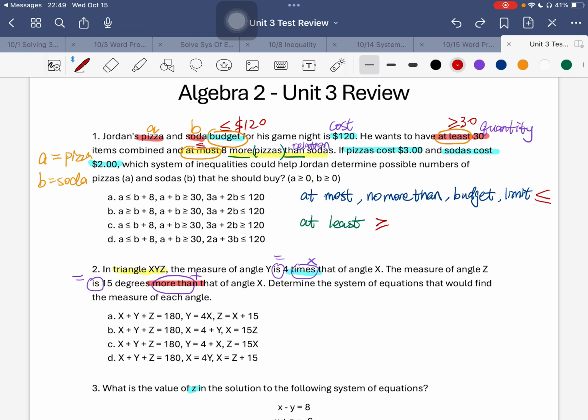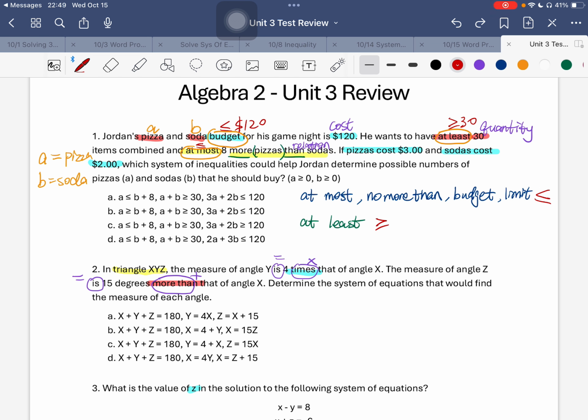Question one is an inequality word problem. The first thing we need to highlight is our inequality keywords, which means we need to highlight at most, at least, budget, no more than, limit. Those are the words. The first word we find is budget.